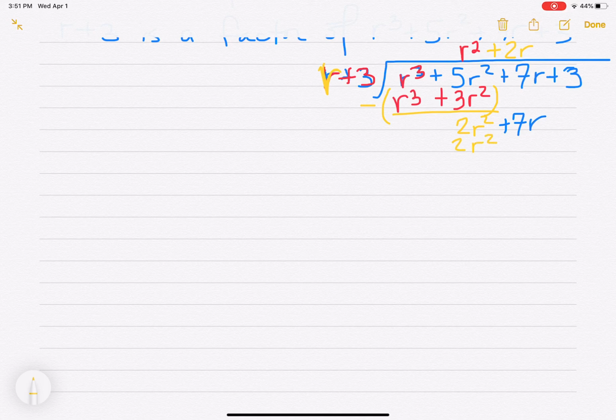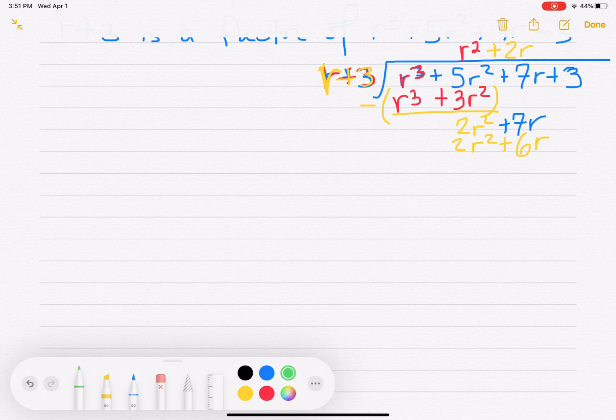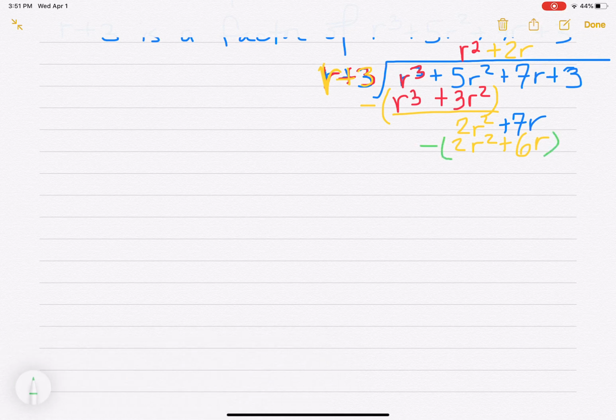And positive 2r times that positive 3 is going to give me positive 6r. And we're going to subtract. I'm going to use green this time to subtract. 2r squared minus 2r squared is 0. 7r minus 6r is going to be 1r. So we're going to have 1r plus 3.